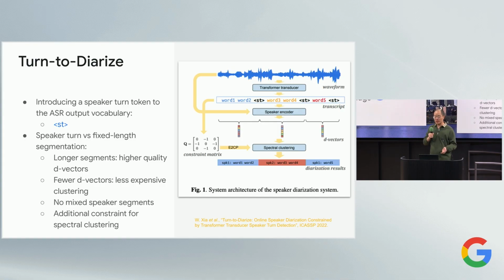First, we are going to have much, much longer segments. And we know that the longer the segment is, the higher quality the d-vector, or the speaker embedding, is. So we guarantee better quality of the speaker embeddings. And second, we are going to have much fewer speaker embeddings than before. That means we have fewer data points going into the clustering algorithm. That means the clustering algorithm will be much, much more efficient.